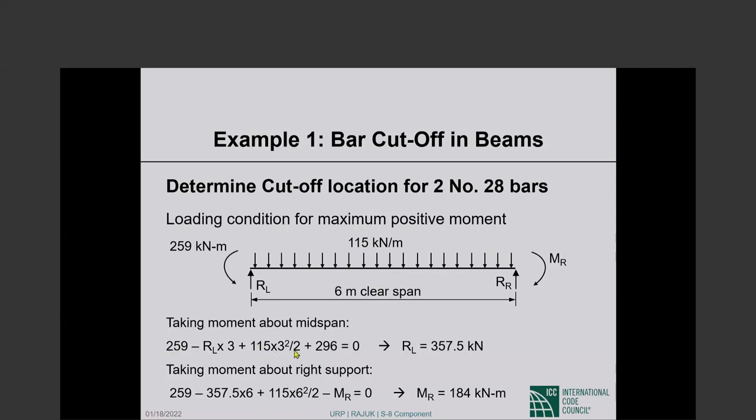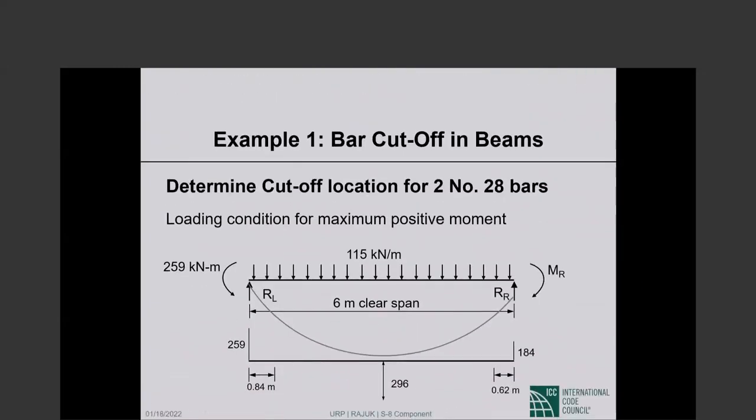So if we take moment about midspan, we get this equation from which the left reaction comes out to 357.5, and by taking moment about the right support, the right hand moment comes out to 184 kilonewton meters. Okay, 184 kilonewton meters, not the value that we designed the section for.